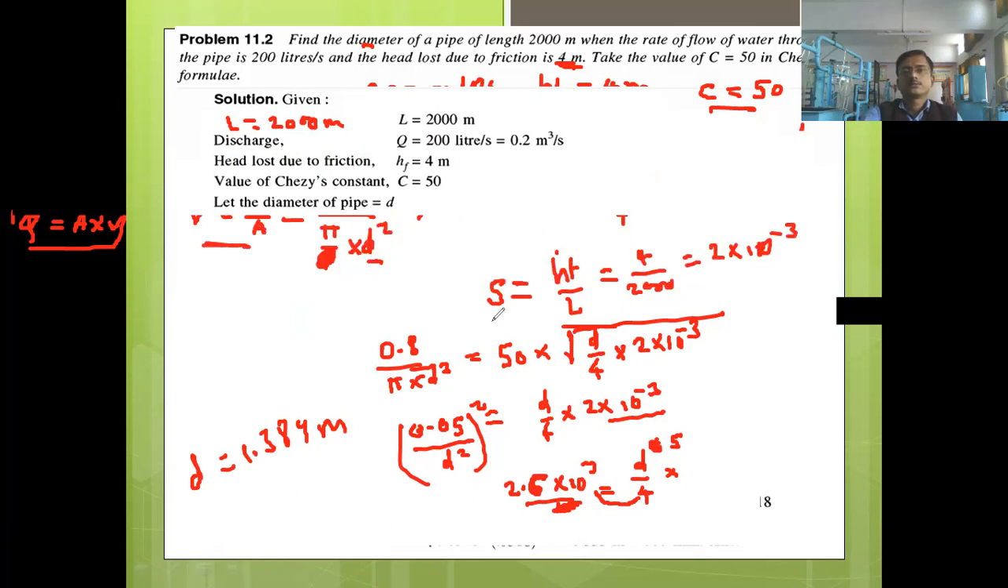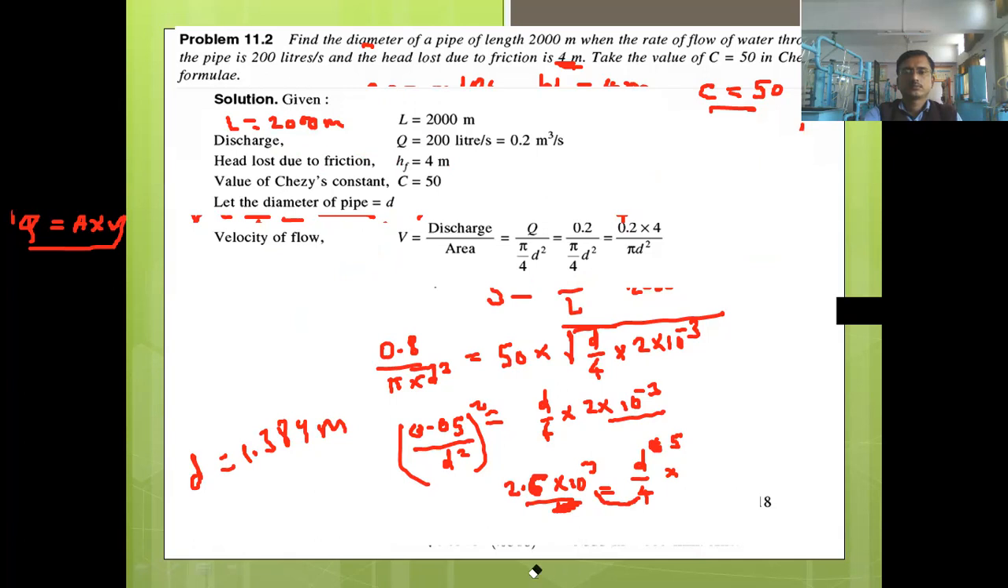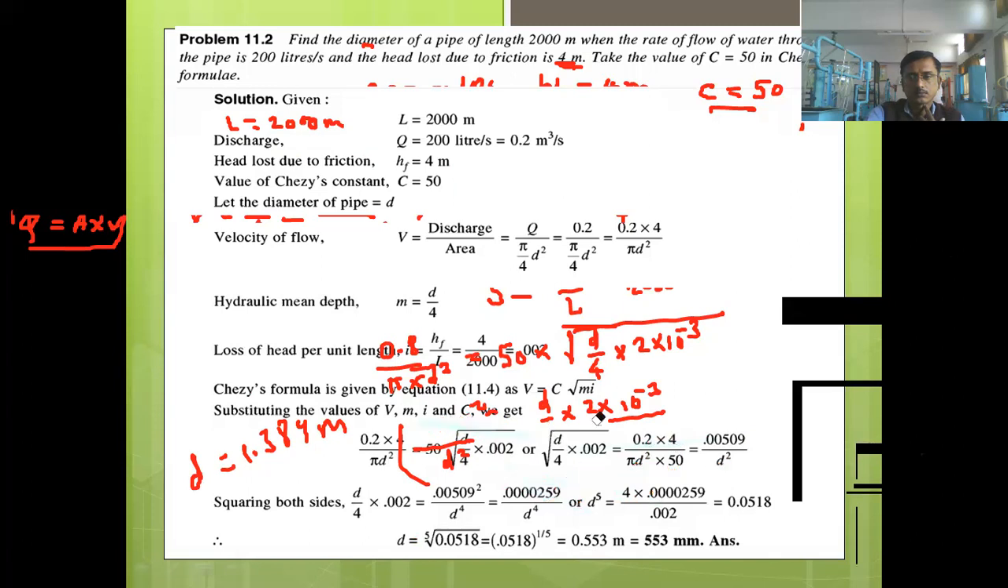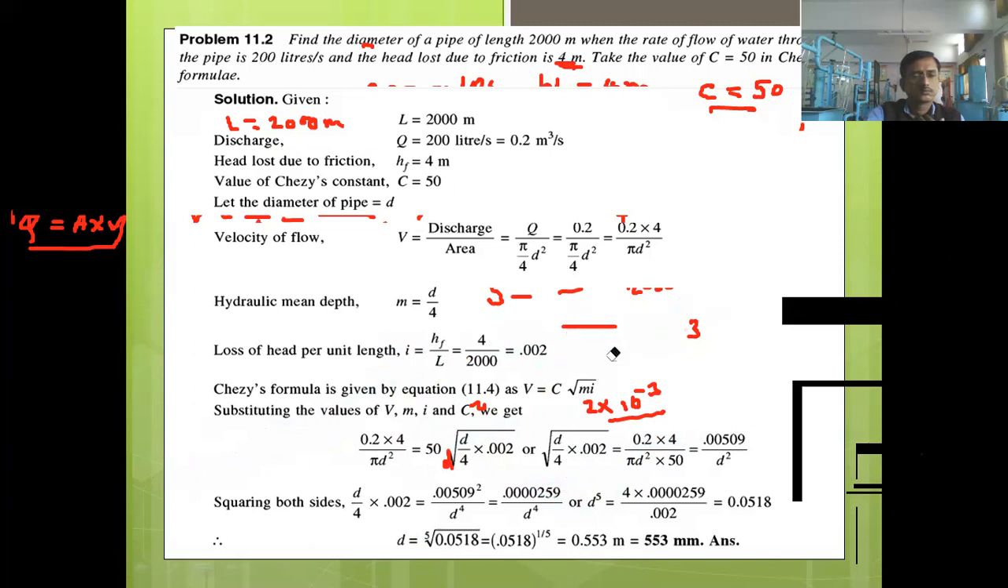Wait first. It is coming 0.553 meter. Something has gone wrong. 0.5533. Hmm.